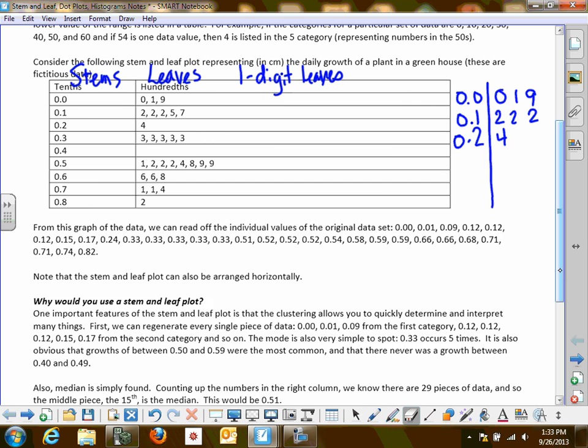All right, so let's look at this value. What number does this leaf represent? Good. 0.24. Okay. And then how about this leaf right here, this 2 here, that's what number? 0.82. Very good. 0.82. I'm going from the leaf.